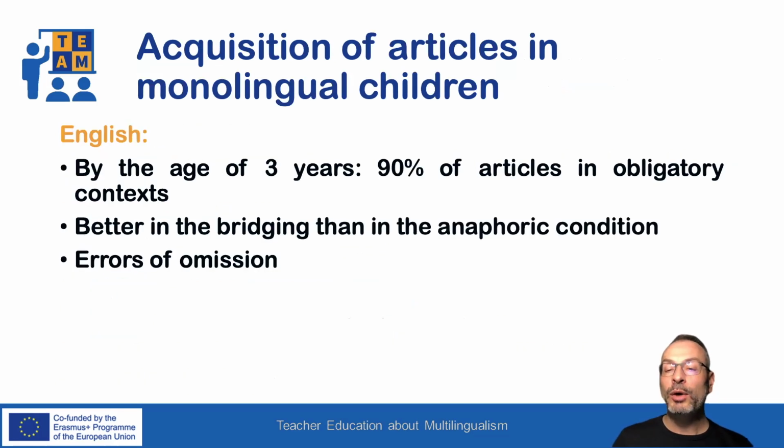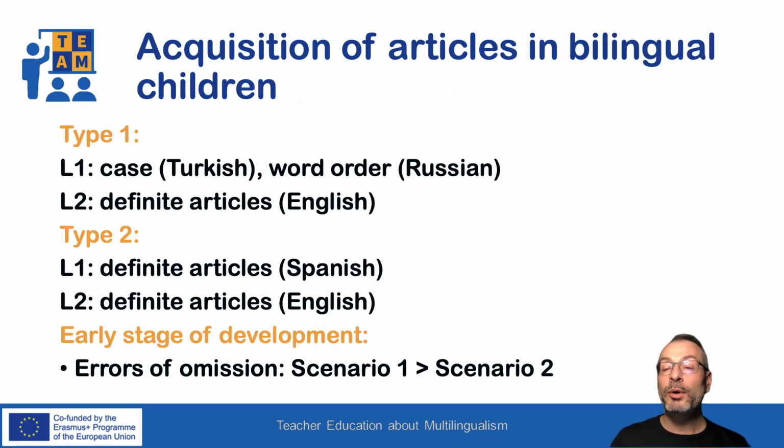What do we know about the acquisition of articles in monolingual children? Articles are acquired very early. For example, monolingual English-speaking children produce articles 90% of the time by the age of 3. They are better in the bridging compared to the anaphoric condition, but when they make errors, these are errors of omission. What do we know about the acquisition of articles in bilingual children?